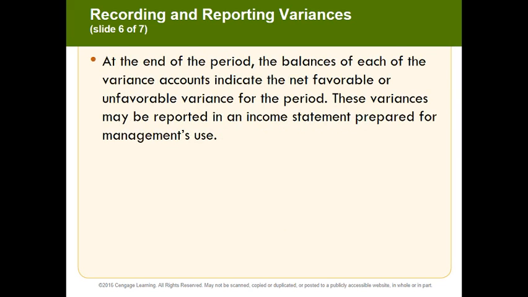Now, at the end of the period, the balances of each of the variance accounts, when we use them, are going to indicate the net favorable or unfavorable variance for the period, much like the factory overhead account will reflect. Those can be reported in the income statement that's prepared for management's use. You would not want to publish this information.